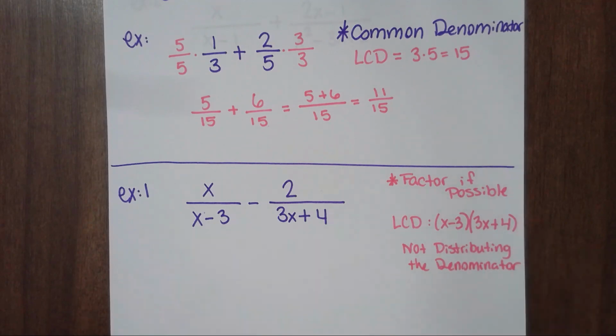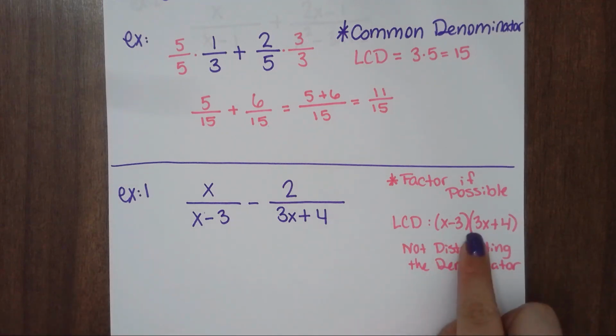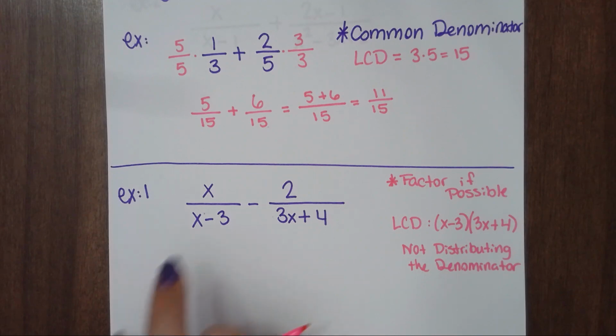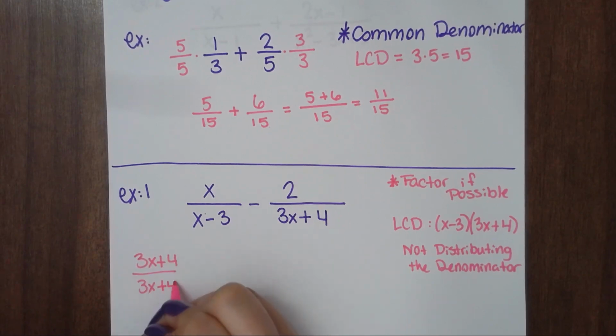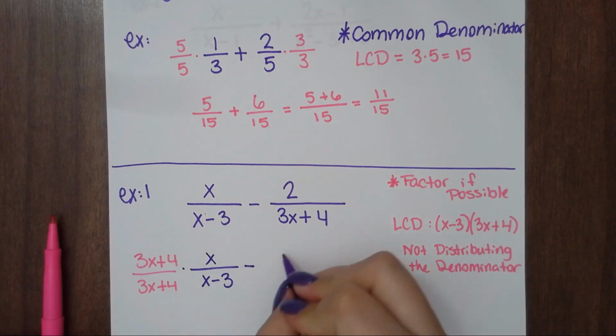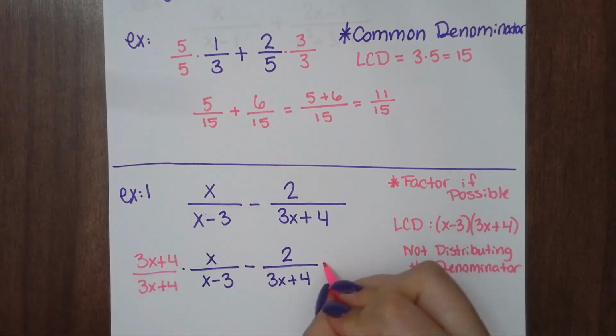Now, how do I multiply in what my LCD needs? So this is what we call our least common denominator. And what we want is each fraction to have this denominator. So what you need to do is multiply each fraction by the denominator that it's missing, the factor that's missing. So in my first one, I have x minus 3, so I need to multiply it by 3x plus 4. And I'm going to do numerator and denominator just like I did in the problem above. Then my second fraction is missing the x minus 3, so I'm going to multiply numerator and denominator by x minus 3.